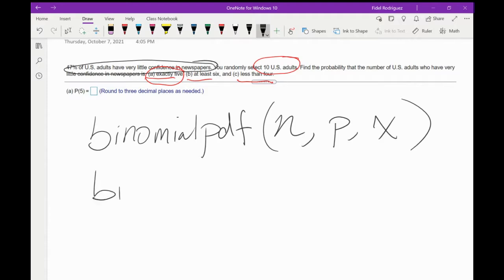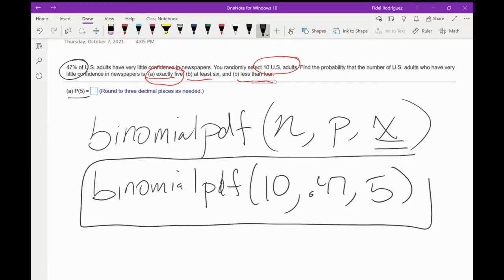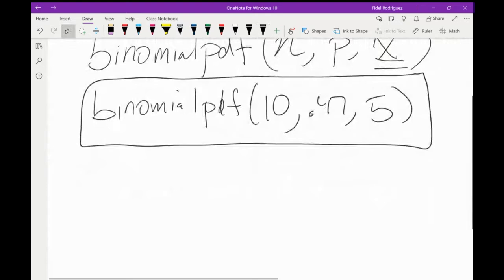So I'm going to write this again: Binomial Pdf. We have 10 people. The probability here is 47%, so it's 0.47, and we're looking at exactly 5, so I'm going to put 5 right here. I'm going to show you how you can get to this on your calculator. It really doesn't matter if you're using the 83 calculator, the 84, or one of the apps. It's all going to work out the same way.